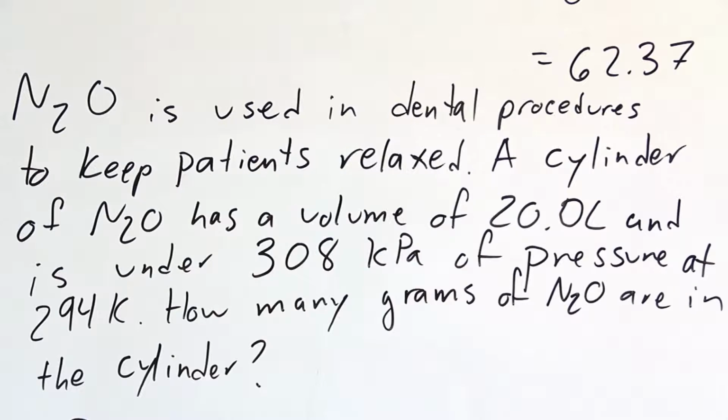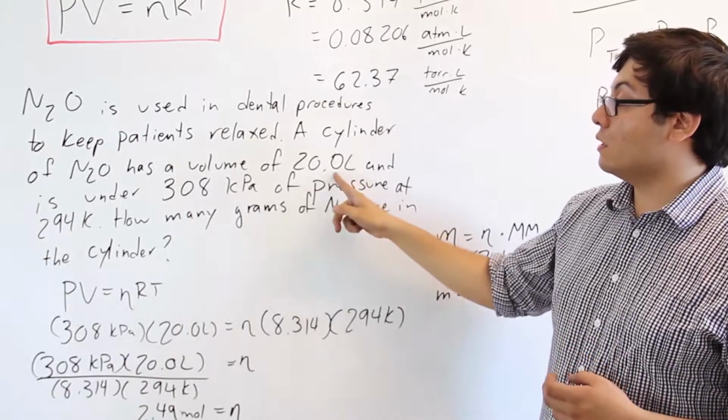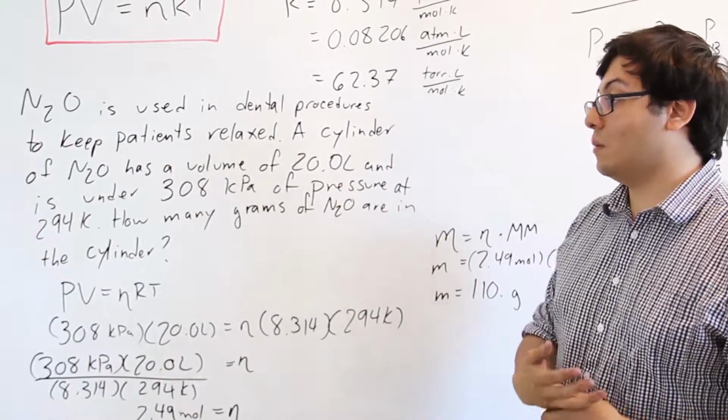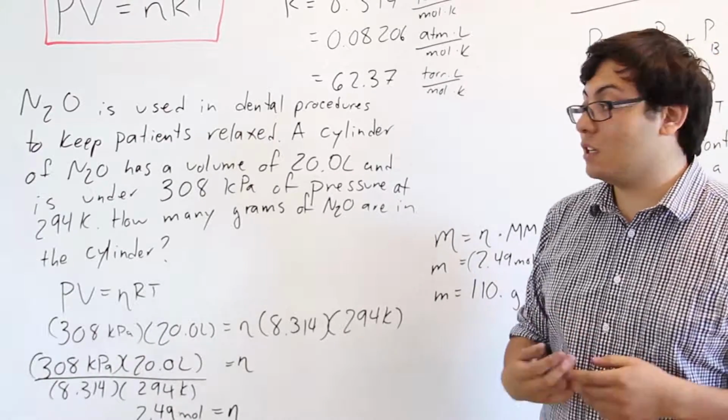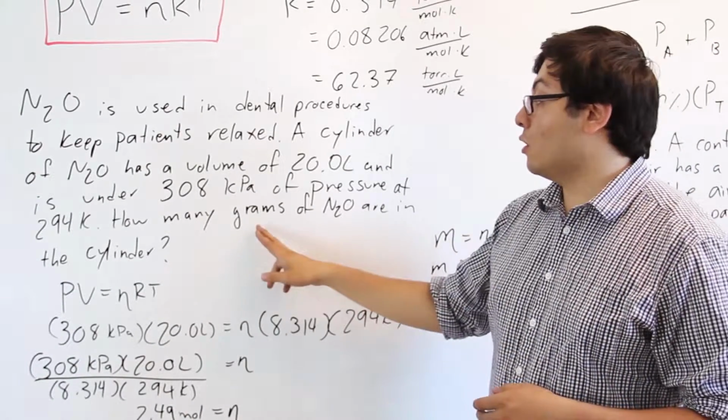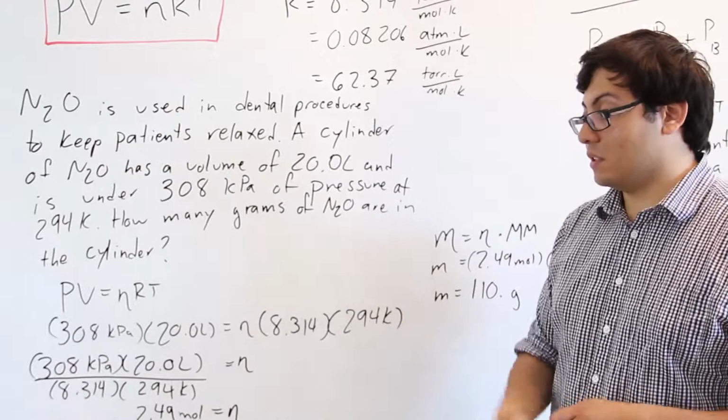So let's do an example. N2O is used in dental procedures to keep patients relaxed. It's also known as laughing gas. A cylinder of N2O has a volume of 20 liters and is under 308 kilopascals of pressure at 294 Kelvin. We want to know how many grams of N2O are in the cylinder.